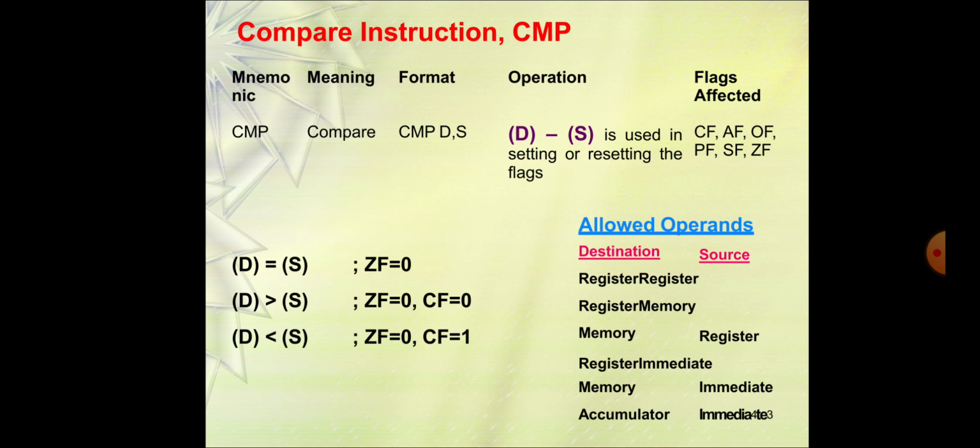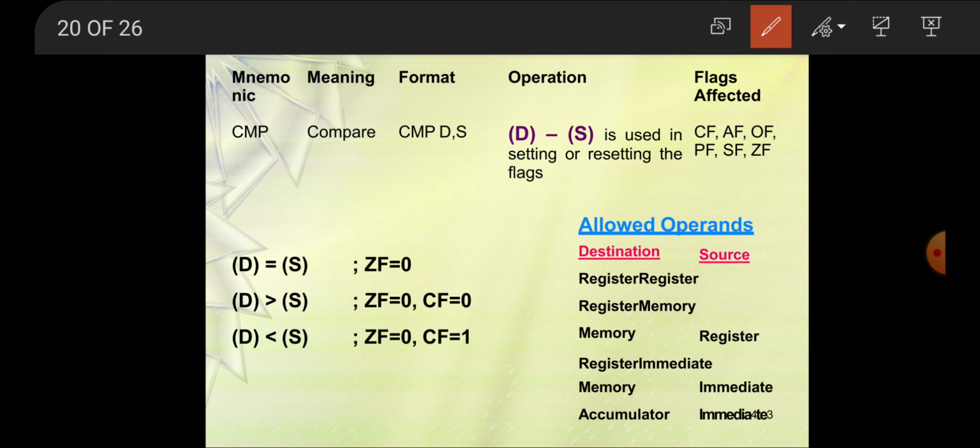Now the compare instruction. If you want to compare two values, we use the compare instruction. The format is CMP D comma S. It simply compares D and S and is used for setting or resetting the flags. If D is equal to S, the zero flag is set to 1. If D is not equal to S, the zero flag is 0.